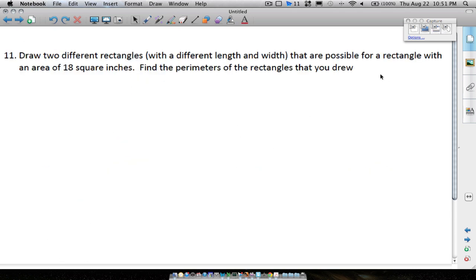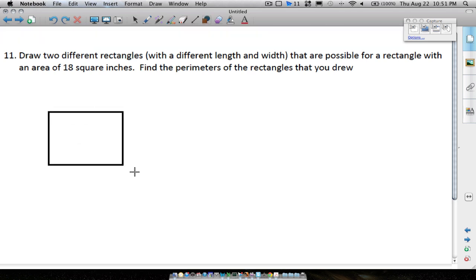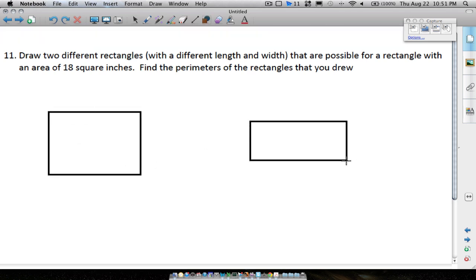On to question number 11. We're almost there. Draw two different rectangles. I'm just going to draw rectangles. They're not drawn to size. I'm just going to sketch two of them with a different length and width that are possible for a rectangle with an area of 18 square inches. Find the perimeters of the rectangles that you drew.